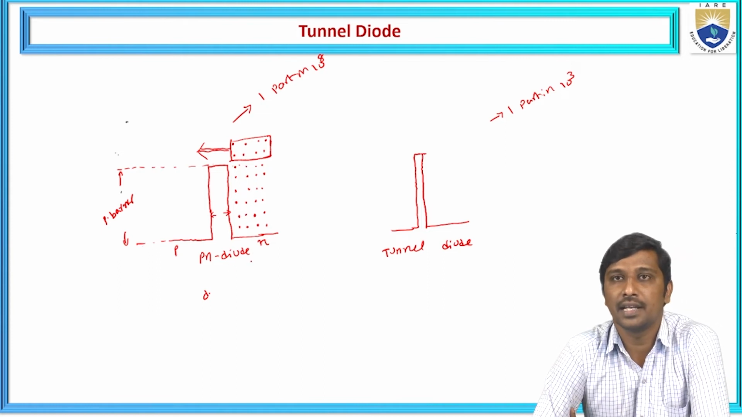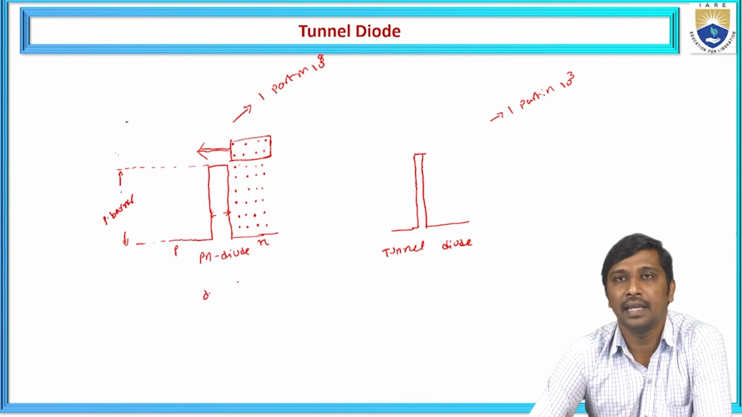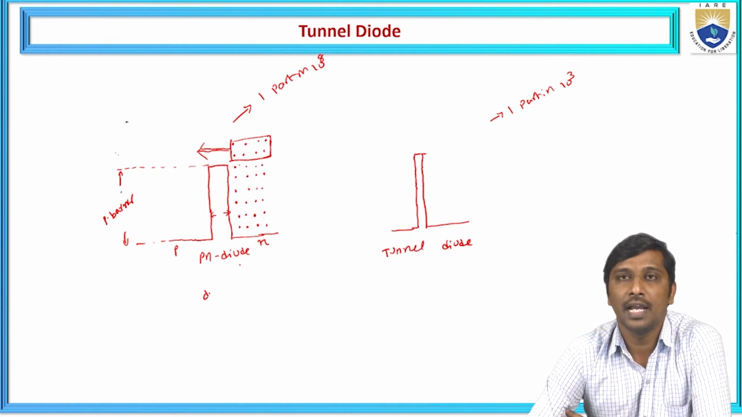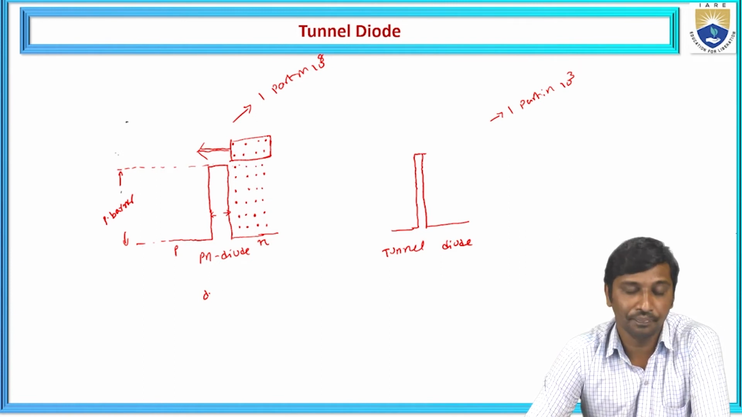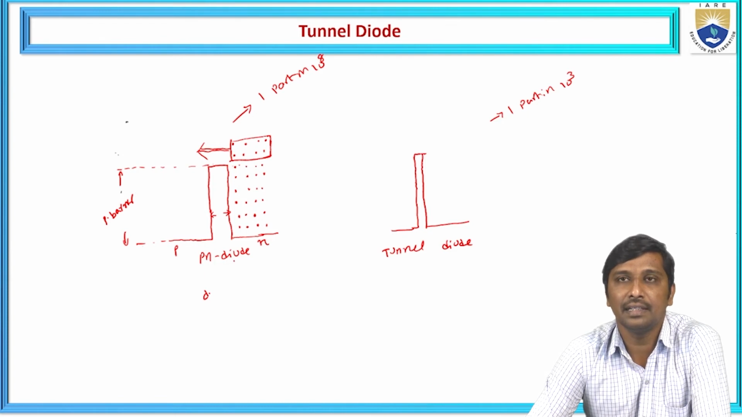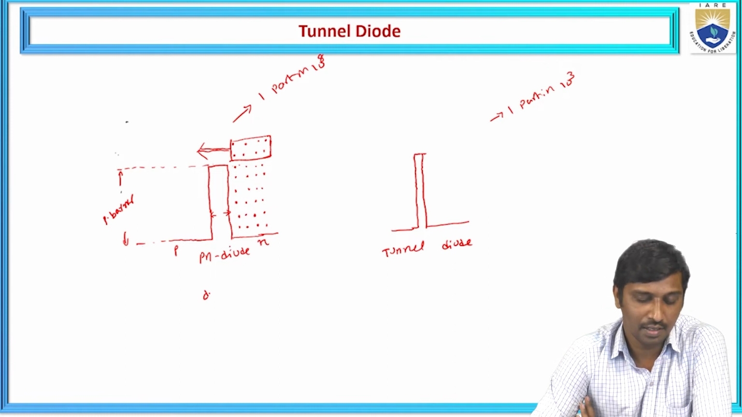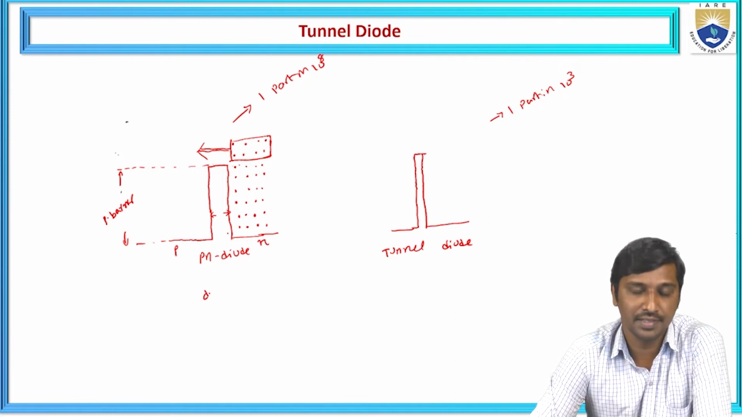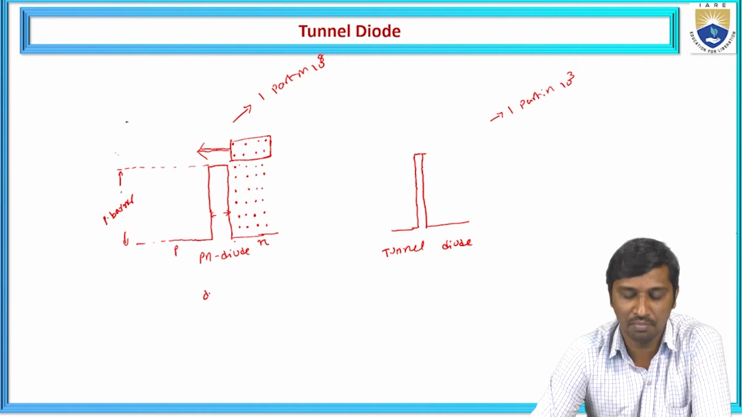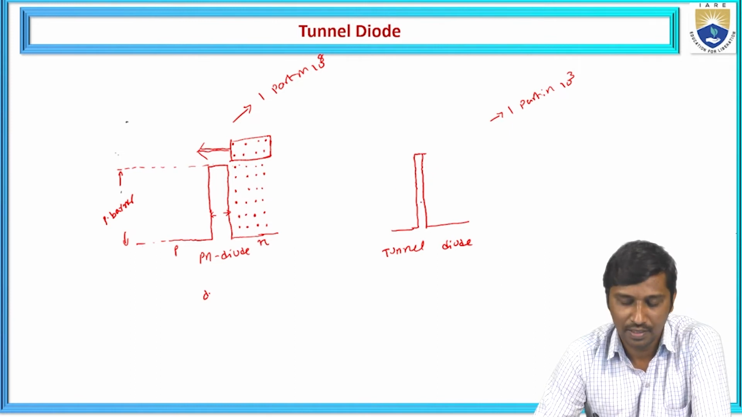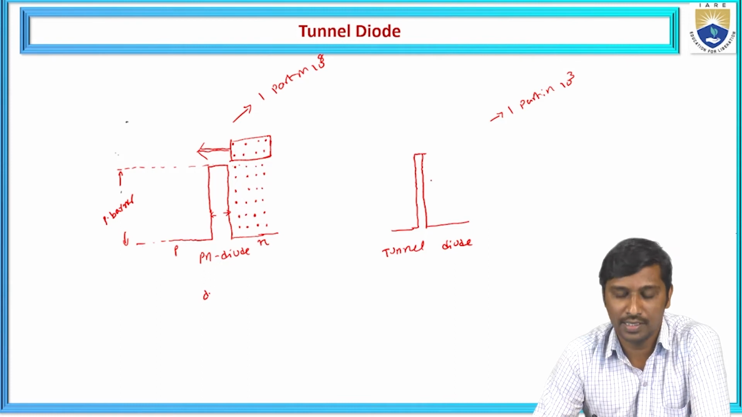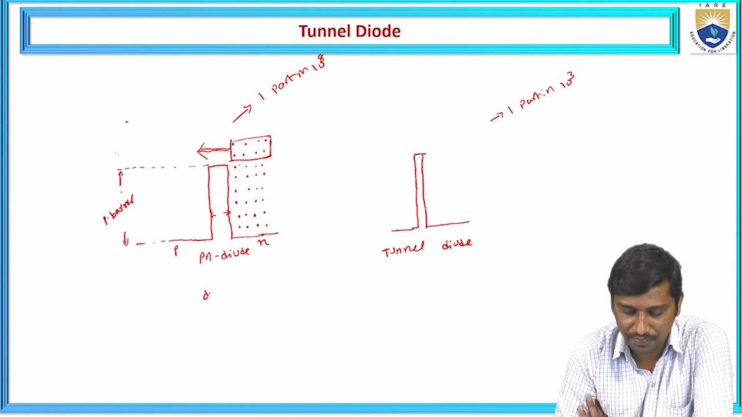Under the unbiased condition, we are not applying any external field or external force to a normal p-n junction diode or a tunnel diode, and due to the intersection of the p-type material and n-type material, internally it forms the depletion width. In a normal p-n junction diode, the depletion width is very large compared with the tunnel diode. Hence, this tunnel diode or Esaki diode is represented as a thin junction diode.